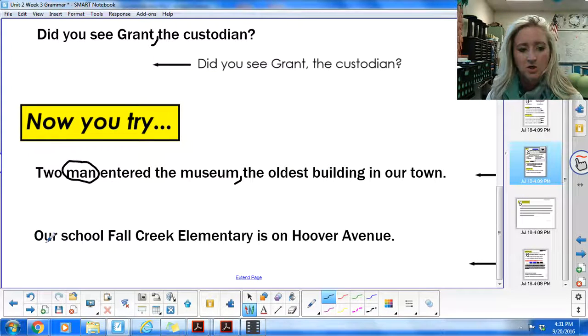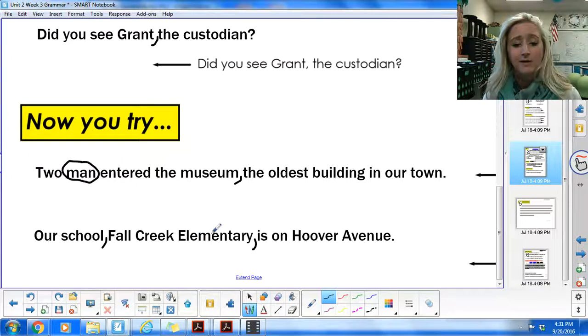What about this one? Our school, Fall Creek Elementary, is on Hoover Avenue. Well, you could have, our school is on Hoover Avenue. But I want to tell you what our school's name is because, hello, we're awesome. So our school, comma, Fall Creek Elementary, comma, is on Hoover Avenue. So an appositive, you could take out from the sentence and it would still make sense, but it definitely gives more information.